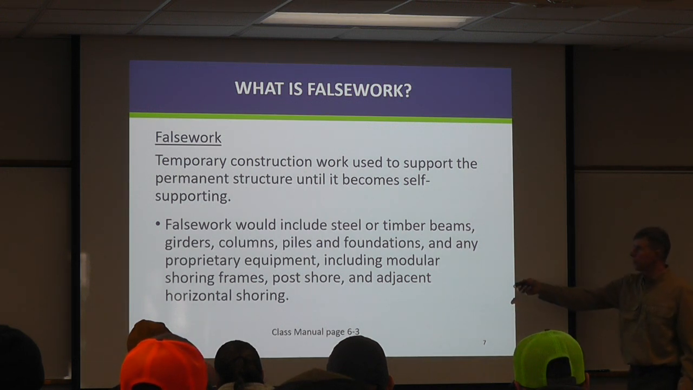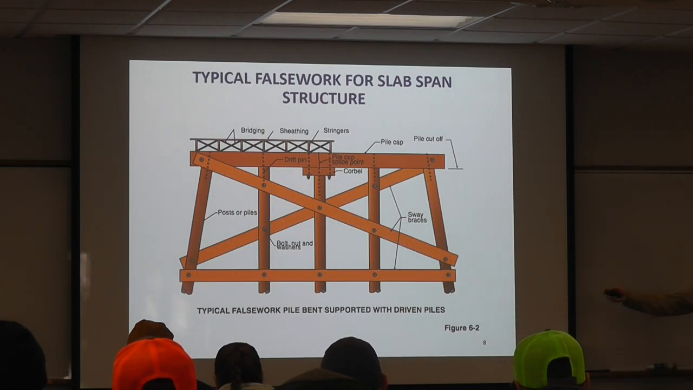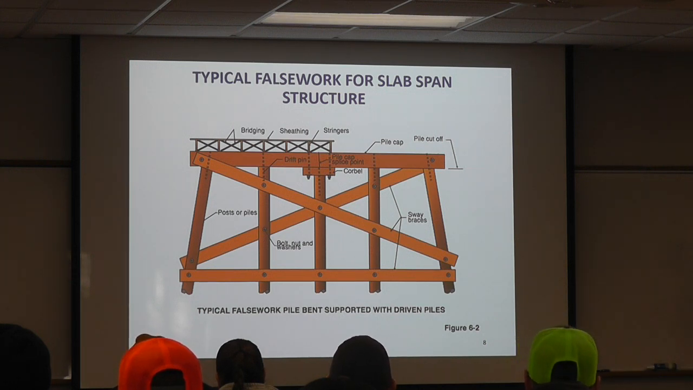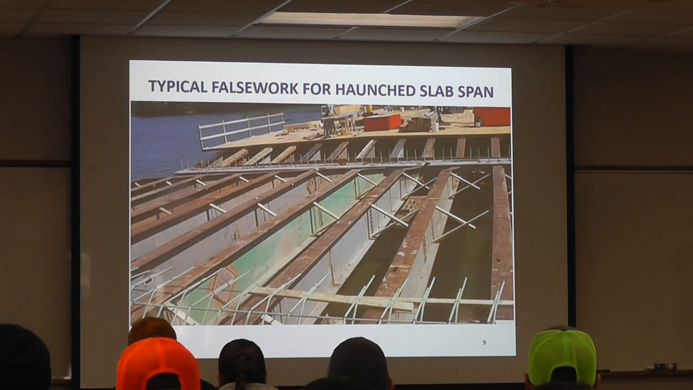But falsework can include a lot of these kind of things. And oftentimes it'll be a bent like this. This is showing a case of a timber bent. So some timber caps, some pile caps, and again, it could be any material. It could be steel. Some bracing to make sure that things don't go sideways on you. So that's just kind of a picture of what we have. Here's another one.